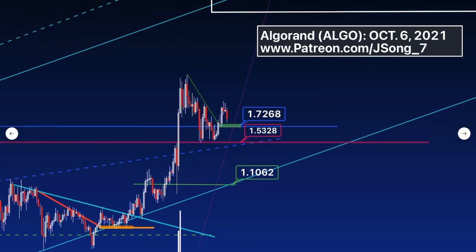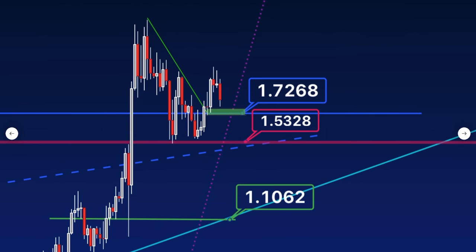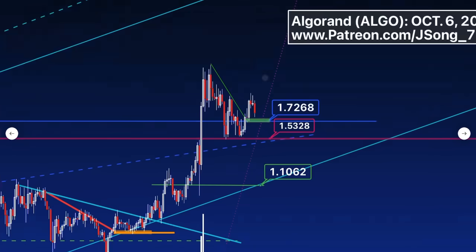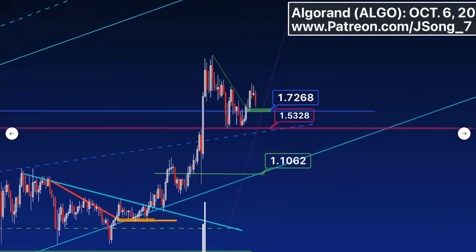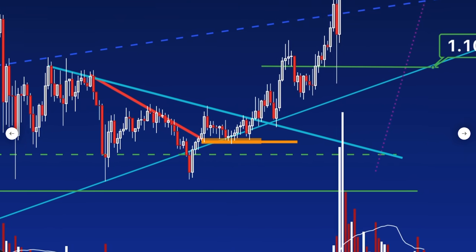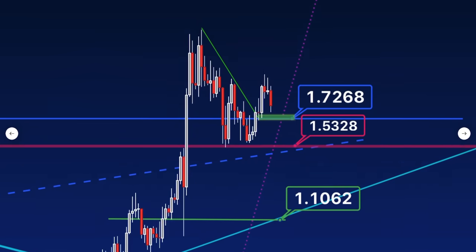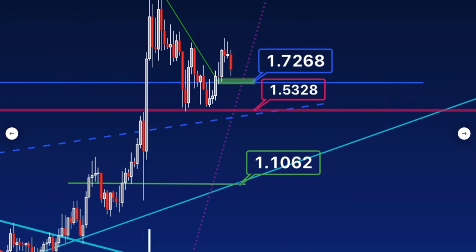Here's the Algo on the daily chart. We can see it's healthily sitting on top of a sword cut. This is again from yesterday. Last time we were sitting on that sword cut, price had a nice bull run. And now it's looking healthy again.